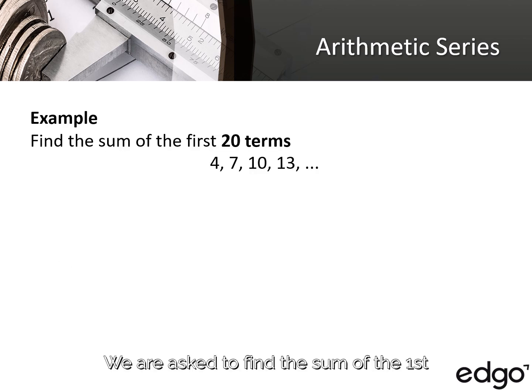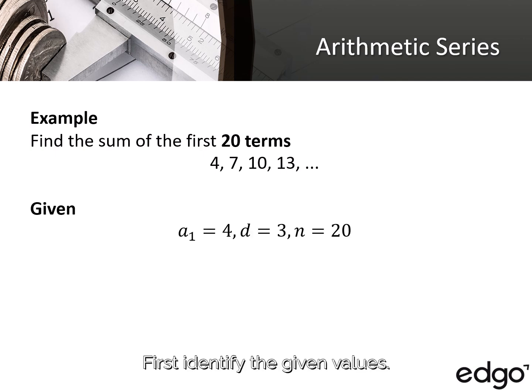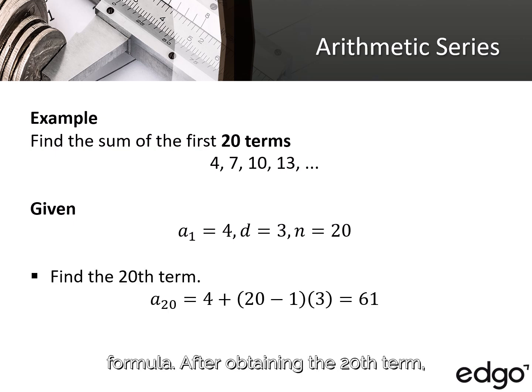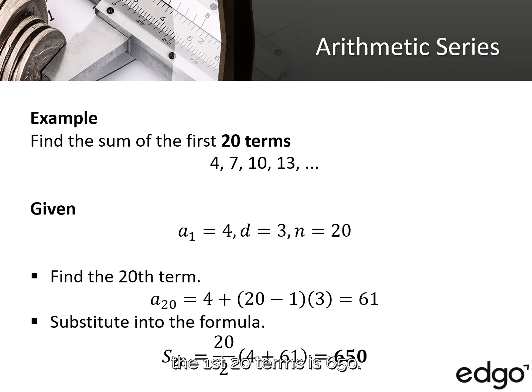Let us apply the formula. We are asked to find the sum of the first 20 terms of the sequence 4, 7, 10, 13, and so on. First, identify the given values. The first term is 4. The common difference is 3. The number of terms is 20. Since the formula requires the last term, we first compute the 20th term using the arithmetic sequence formula. After obtaining the 20th term, we substitute the values into the arithmetic series formula. The sum of the first 20 terms is 650.